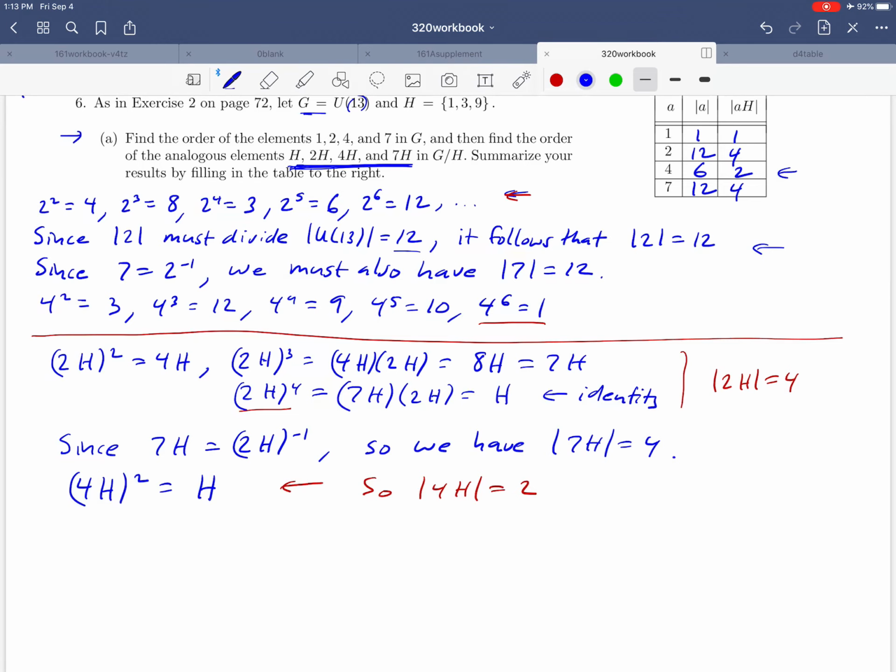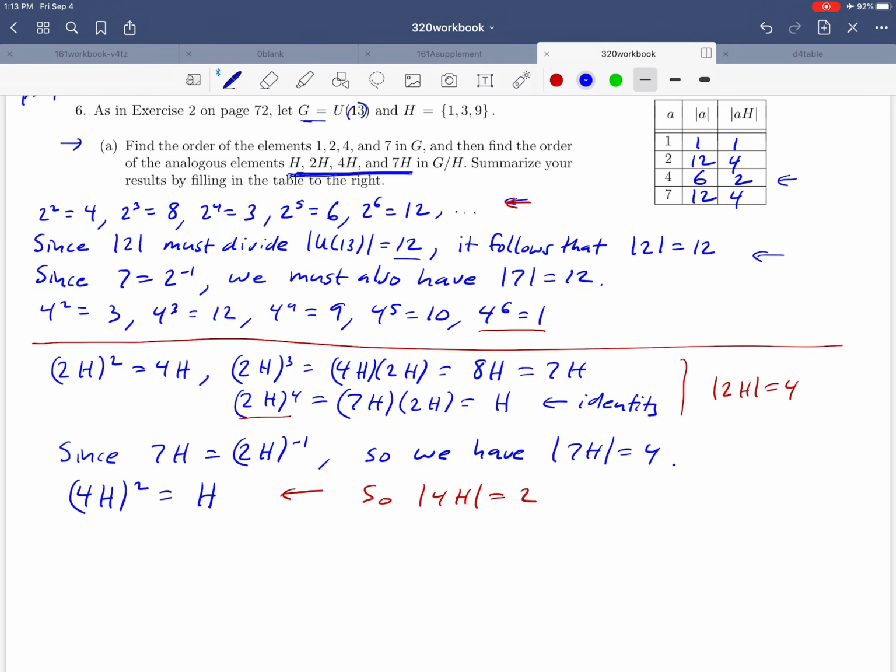Okay, and we've done all the calculations that they asked us to do in part A. In part B, we'll try to pull this together, maybe make an observation, see if we notice any patterns, and then see if we can state and prove a little conjecture relating the orders of group elements with coset elements.